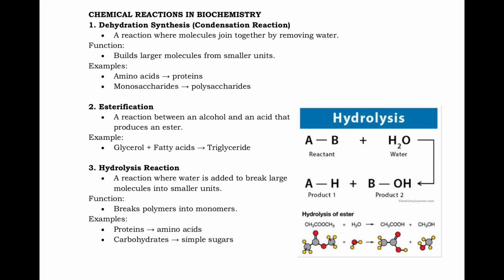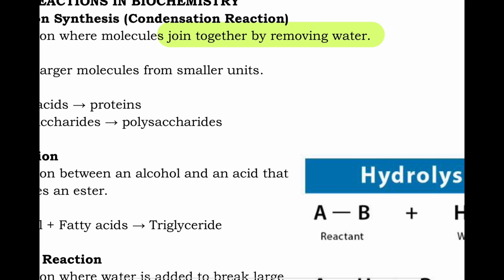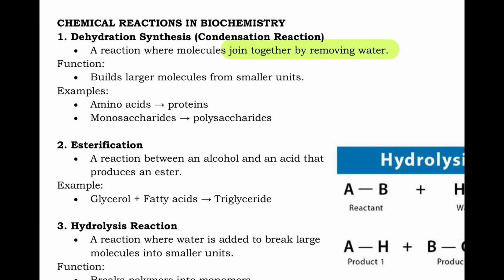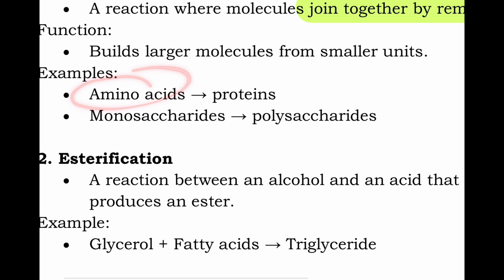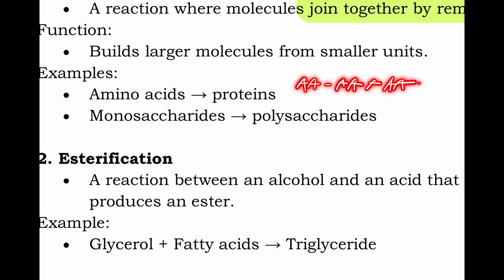Okay, let's now proceed to chemical reactions in biochem. Number one, we have your dehydration synthesis or the condensation reaction. Please do remember that in your condensation reaction, molecules are joined together by removing water. The function of this is to build larger molecules from smaller units. Examples here, the most common examples I talked about last week, we have your amino acids. Amino acids form into your proteins, so from your smaller units up to your larger units. For the monosaccharides, they become polysaccharides.